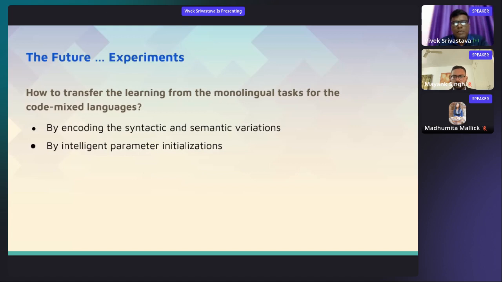One interesting thing that we have seen in R4 was that there was an intelligent parameter initialization from the English Hindi parallel machine translation setup to the English machine translation setup. So can we use the knowledge which is being learned for the monolingual task to transfer to the code mix languages? And people have tried to do this, and there are interesting results in the literature. But how well, and what we can progress further in this direction, is still what needs to be addressed.